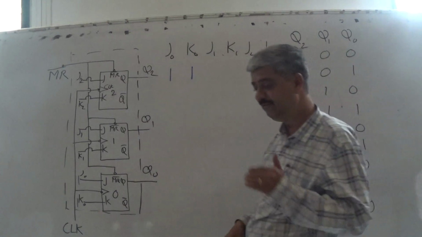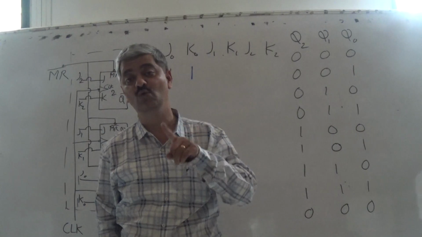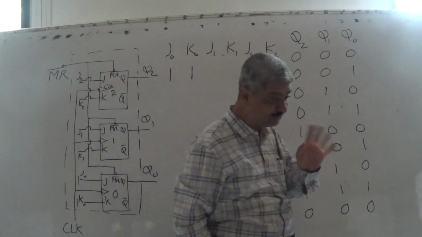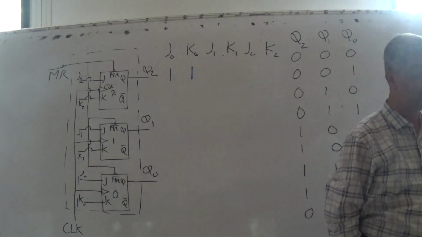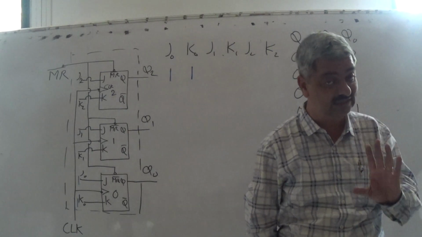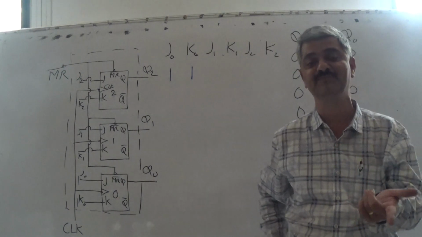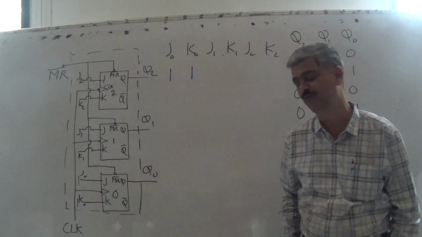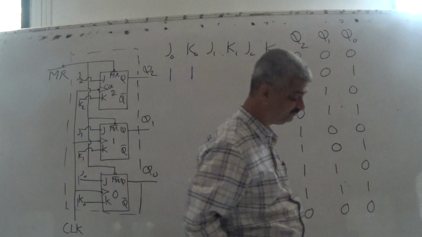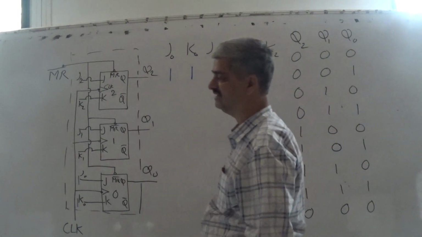So, if Q0 is 0, Q0 is not deciding whether Q1 should become 1 or become 0. It is only indicating it should either maintain the state or toggle the state. So, what are the input combinations for continuation of state and toggling of state? If J and K are 0, 0, it maintains the last state.